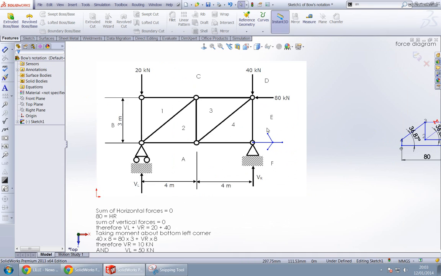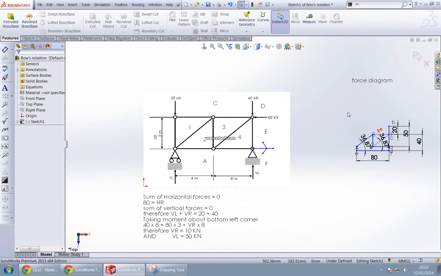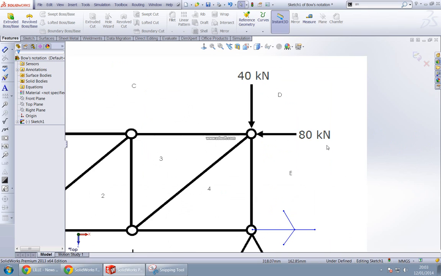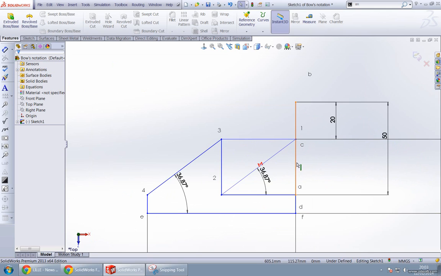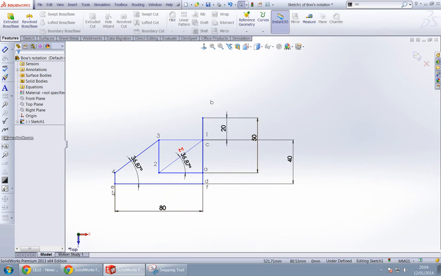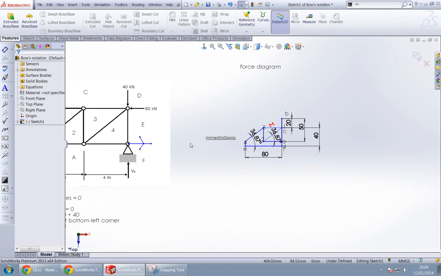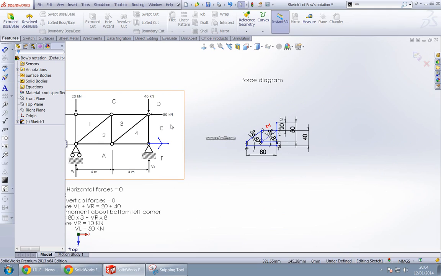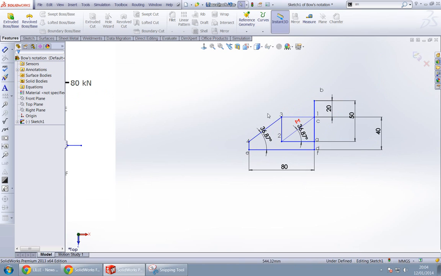For doing that, we will consider first this corner. As you can see, at this corner there is a vertical 40 kilonewton force coming downwards, and that is on this point, in here, on this line between 4 and E. And the force has to go vertically upwards from here.